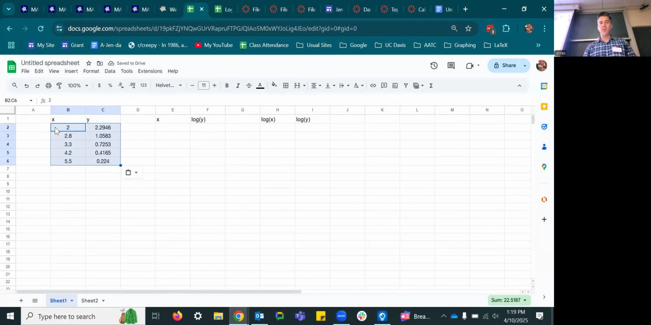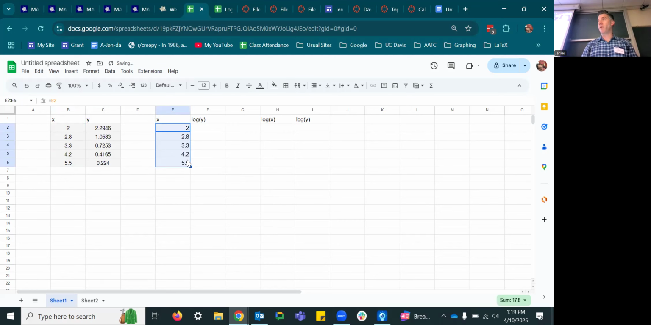I would warn you, if you're using Google Sheets, I don't know why this happens, but if you put the columns right next to each other, bad things happen. So make sure you give yourself a column between each of your pairs of columns. In addition to a column for X and Y, I also want a column for X. So I'm just going to do the easy thing and say this is equal to B2, and then grab that corner and drag it down so it copies all those values.